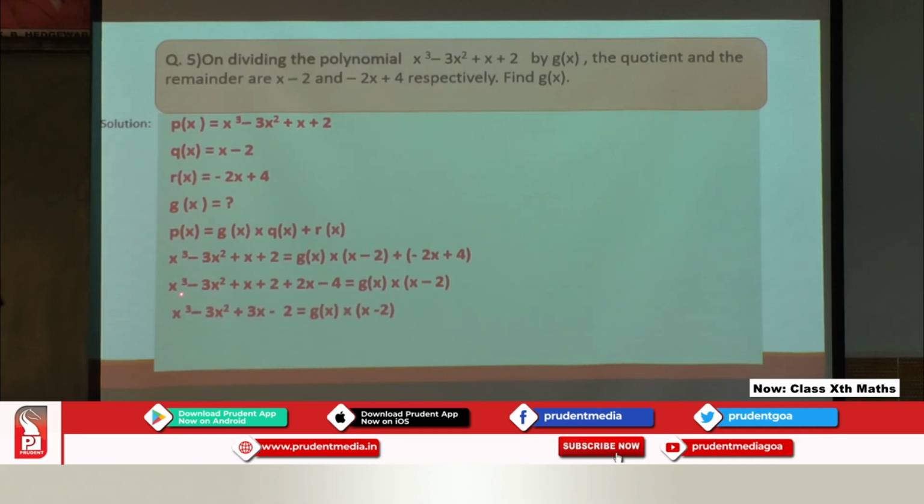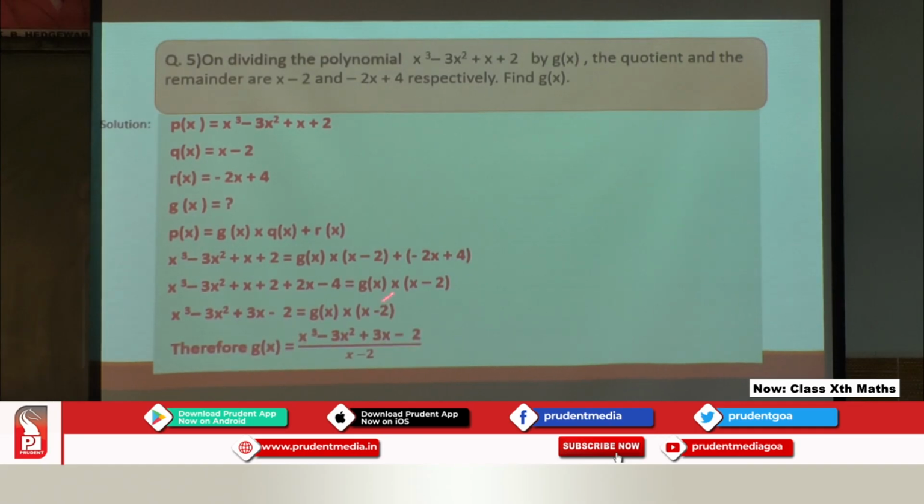Now therefore, x cube, now after this we should simplify this. Now x cube minus 3x square, here you can see x and 2x, they are like terms. So we can add this. So 1x and plus 2x both are positive. So add this, 2x plus 1x, that is plus 3x minus 4 and here plus 2. These two constants we should subtract. Minus 4 plus 2, that is minus 2, greater number is negative. So minus 2, that is equal to g of x into x minus 2.